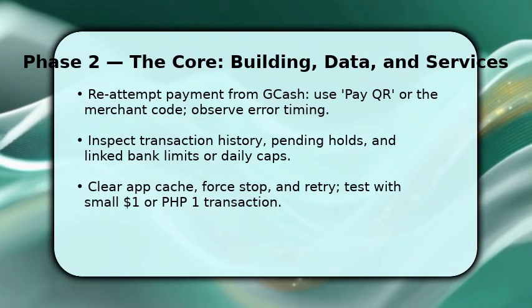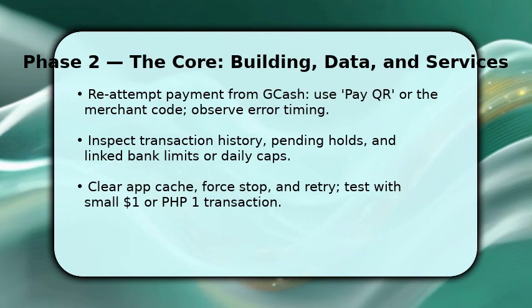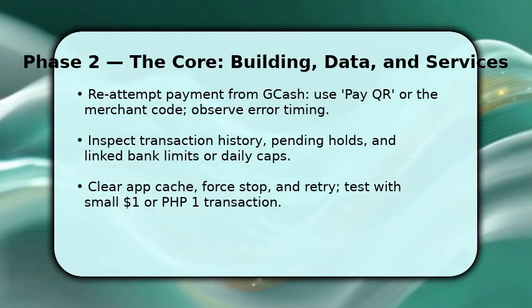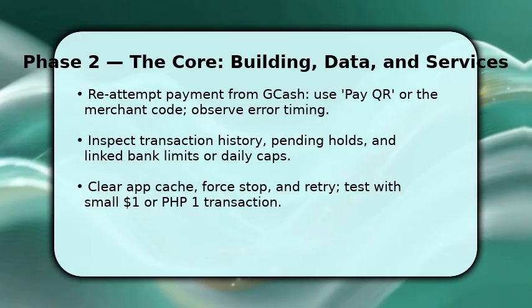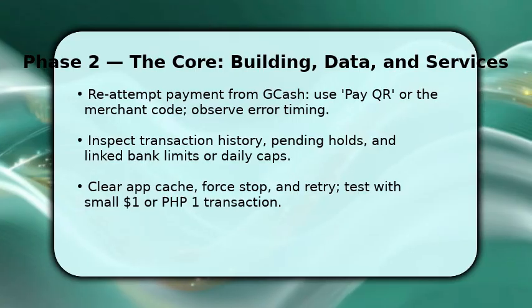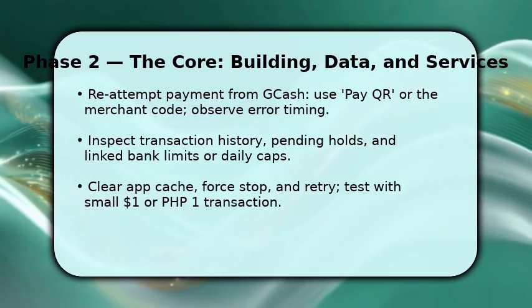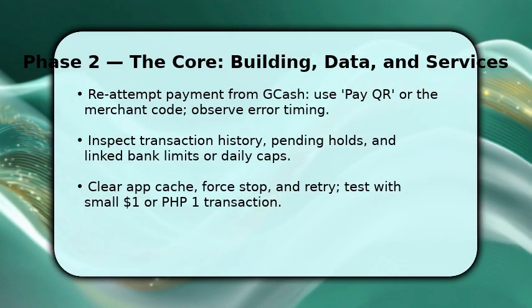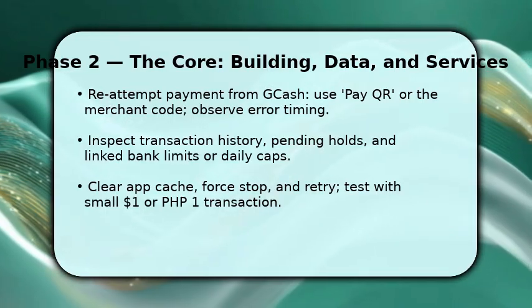Now you perform detailed checks. Retry the payment and watch exactly when it fails, at authorization, processing, or confirmation, because each stage points to a different cause. Then review transaction history and pending holds. Banks or merchant systems sometimes impose daily limits, so verify your linked bank's caps.